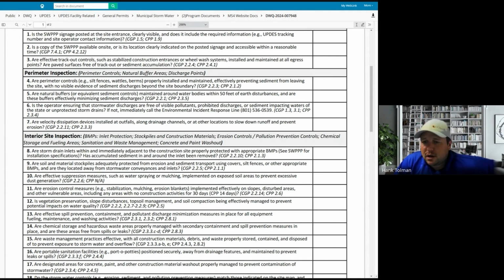So that's the velocity dissipation devices in a gutter, not necessarily for the same reason, but anywhere where stormwater channels and could cause erosion, we need velocity dissipation devices. A lot of times that's the reason.